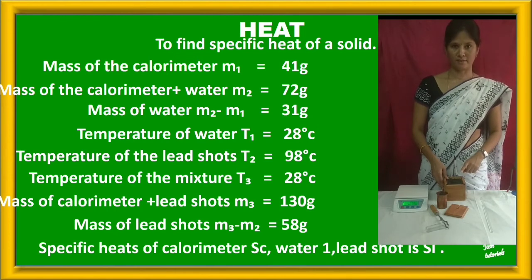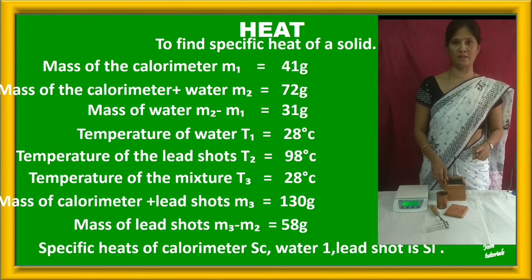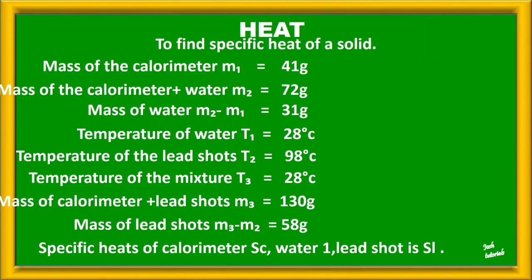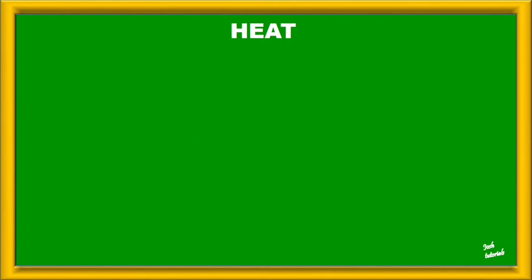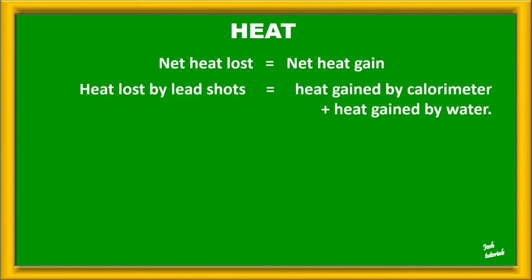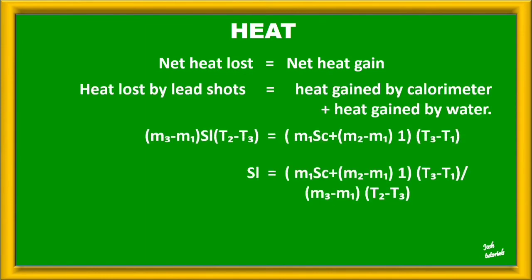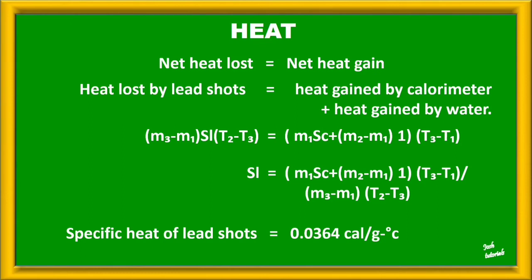While doing so, transfer the contents as soon as possible, as the specific heat of lead shots is very less. Heat lost by the substance is equal to net heat gain. The total heat lost by lead shots is equal to the heat gained by calorimeter along with the heat gained by water. So, we are calculating the specific heat of lead shots to be 0.0364 calories per gram degree centigrade.